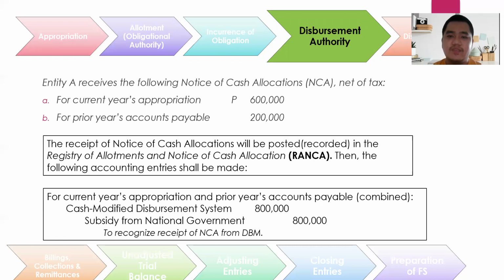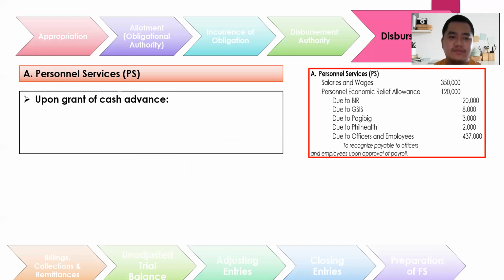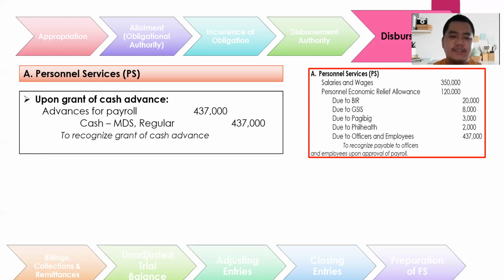The actual disbursements will be recorded as follows. For the personnel services, upon the grant of cash advance, the entry will be a debit to advances for payroll, 437,000. This pertains to the net amount, or the due to officers and employees as recorded in our previous slides. And then a credit to cash, MDS, or Modified Disbursement System Regular, for 437,000 pesos, to recognize the grant of cash advance for payroll.